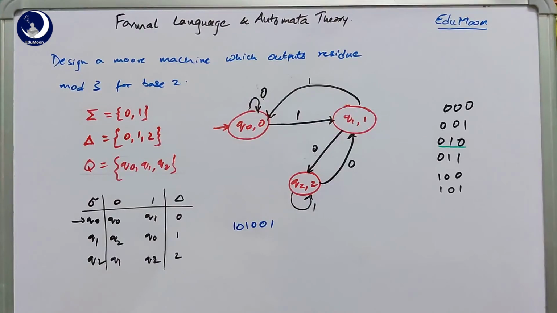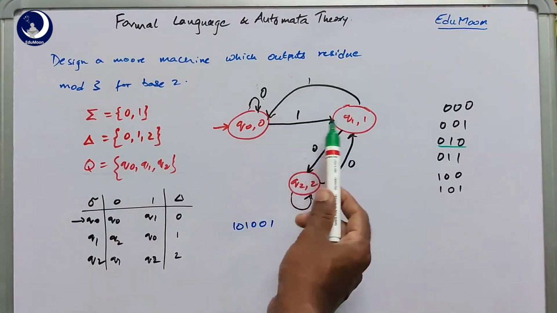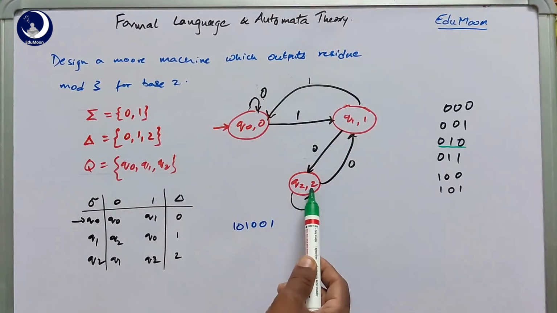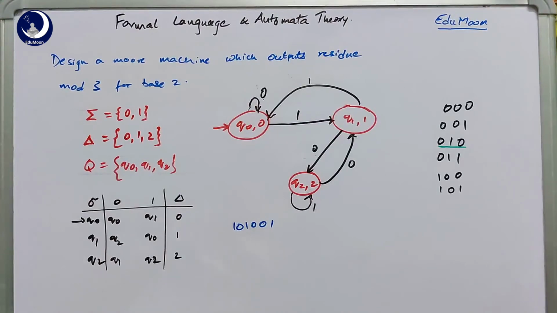So we check that, 101001 from the starting state. You can see that it travels from Q0 on 1, 0, 1, 0, 0 and 1. So we are finally at the Q2 state. Similarly, you can take any example, any binary value, and you can check the correctness of this machine. So this is how we designed a Moore machine which outputs residue mod 3 for base 2. Similarly, you can try for other mods like residue mod 4 and base 3 and other examples.